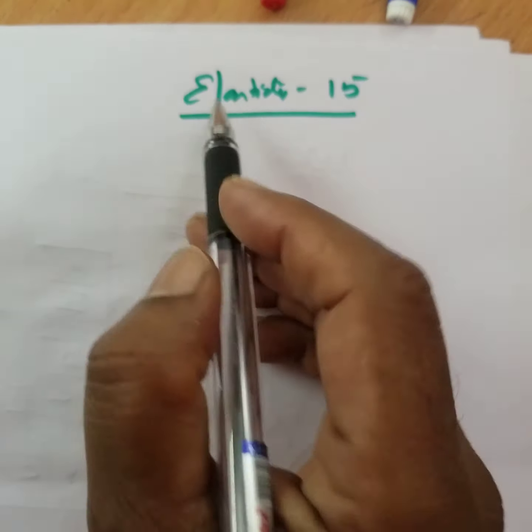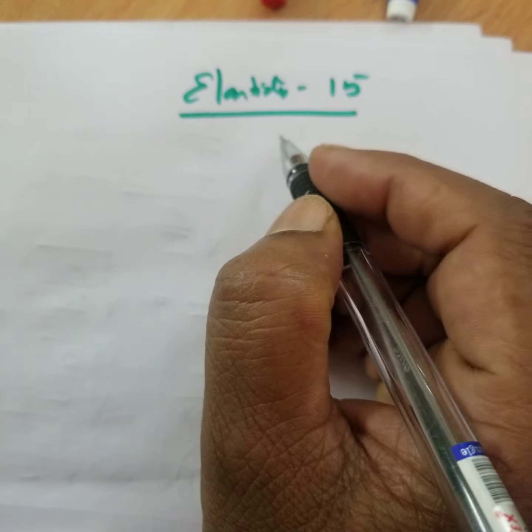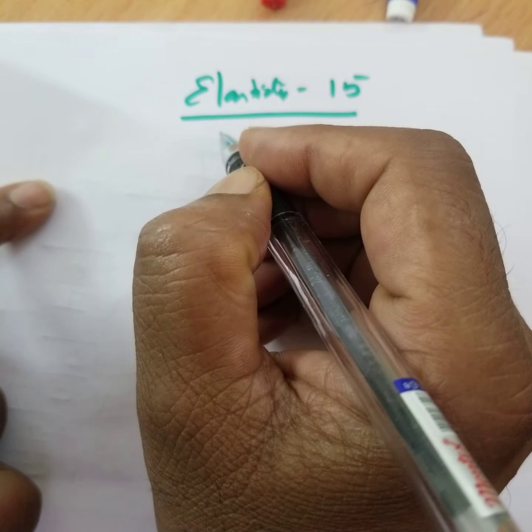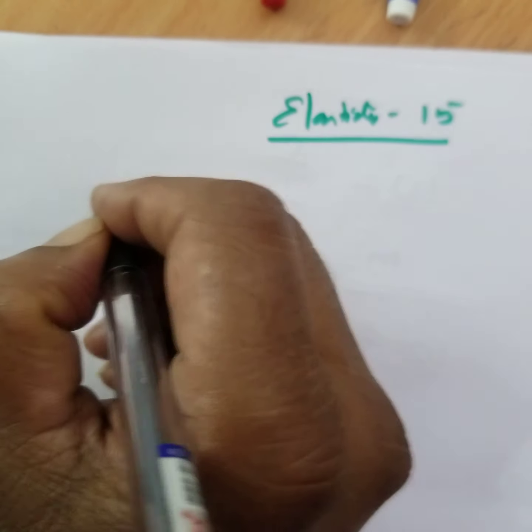Students, today this is the 15th video on elasticity. Here we are deriving an equation for couple per unit twist. What do you mean by couple per unit twist? First, you must know what a couple is.